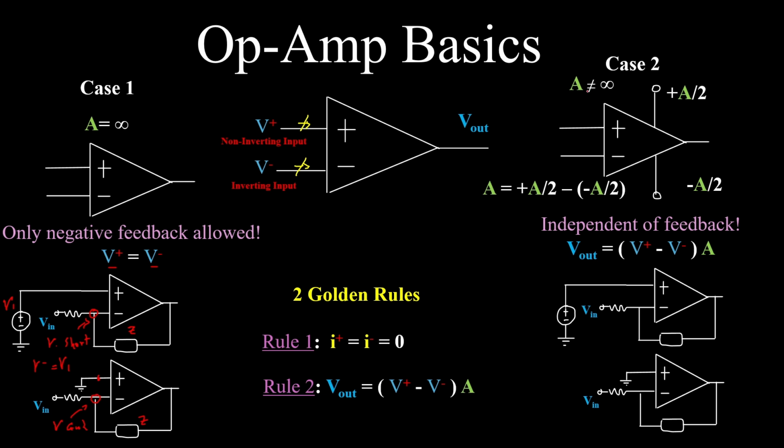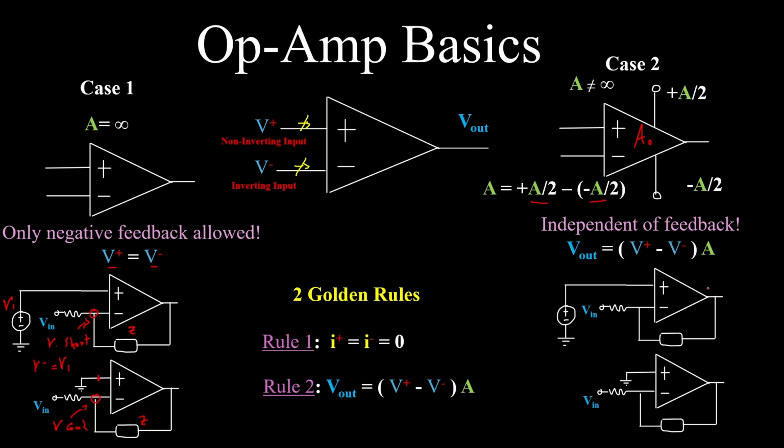Now on to case number 2, when the gain is not very large. We symbolize it like this: the gain is plus A over 2 minus the minus A over 2 over here, or you can see it like a gain over here and this grounded. So again, the gain would be A minus 0, or you can see it written like this, A or A0 inside the op-amp.